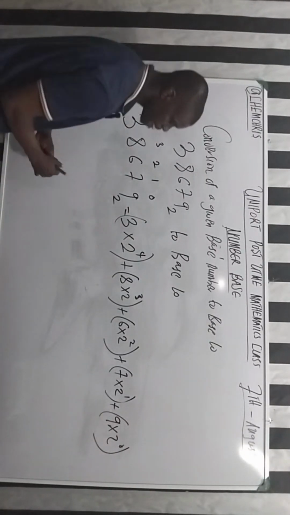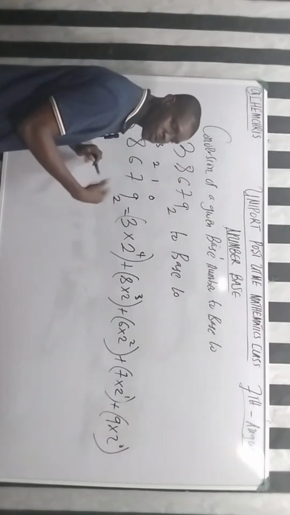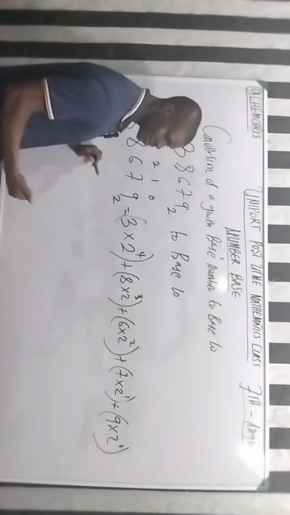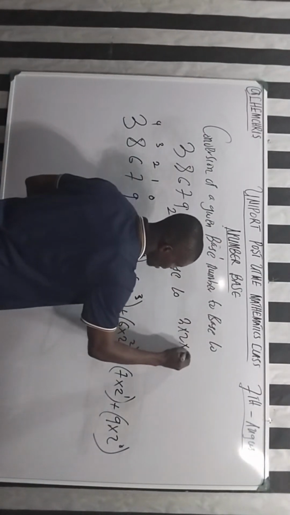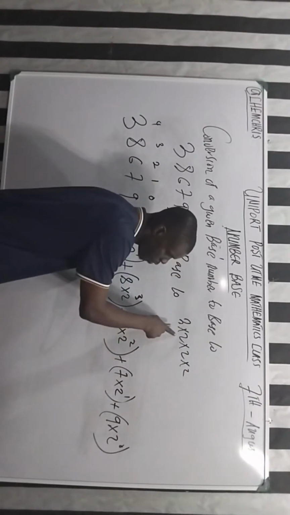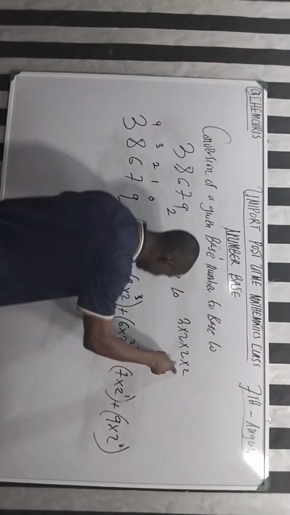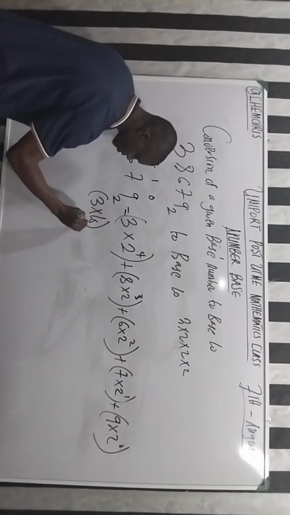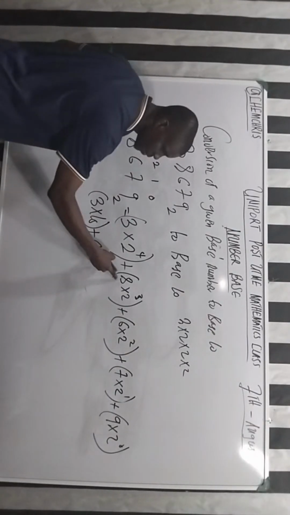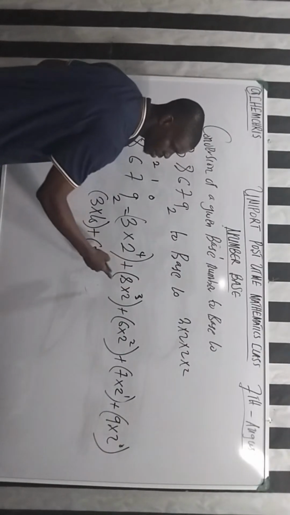Now, 2 raised to 4. When you talk about 2 raised to 4, you need 2 multiplied 4 times, right? So here we have 2 times 2 times 2 times 2. 2 times 2 is 4. 4 times 2 is 8. 8 times 2 is 16. So here we have 3 times 16, right? Plus 8 times 2 raised to 3, which is 8.